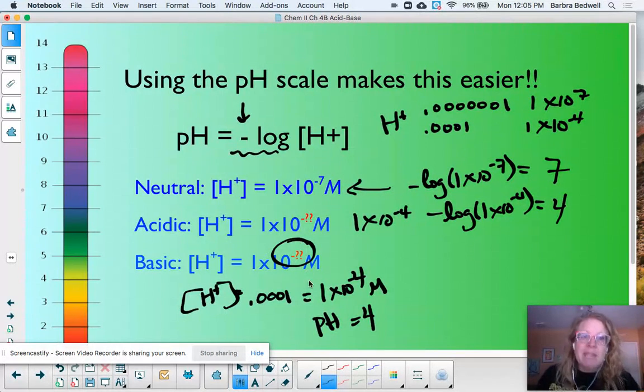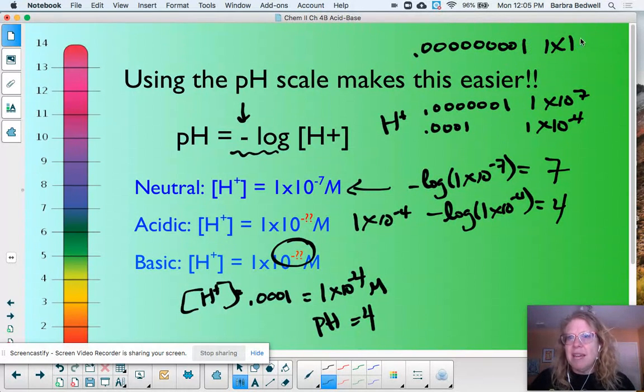If I've got a basic solution, now I have to go even smaller in my value, not more concentrated, less concentrated, like 0.000000001. This is 1 times 10 to the negative 9th, 1, 2, 3, 4, 5, 6, 7, 8, 9, right? That's even a smaller concentration of hydrogen ions.